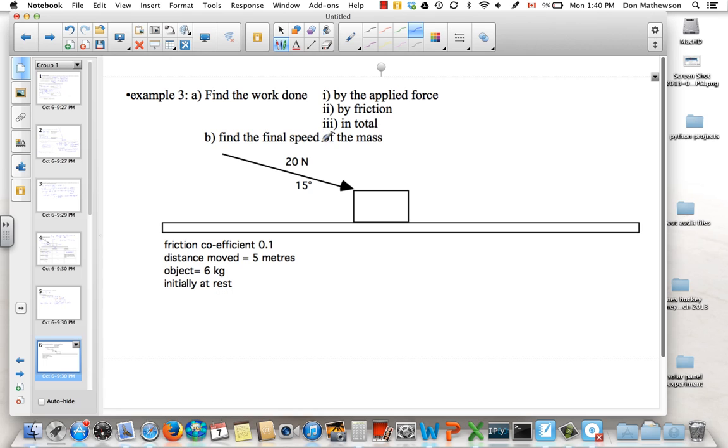Okay, so here's a little exercise for you again. Draw the force diagram, write the force equations, calculate friction, and then try to find the work by the applied force, the work by friction, the work done in total, and the final speed of the mass. So pause the video, try this, and then play it to hear my solution.